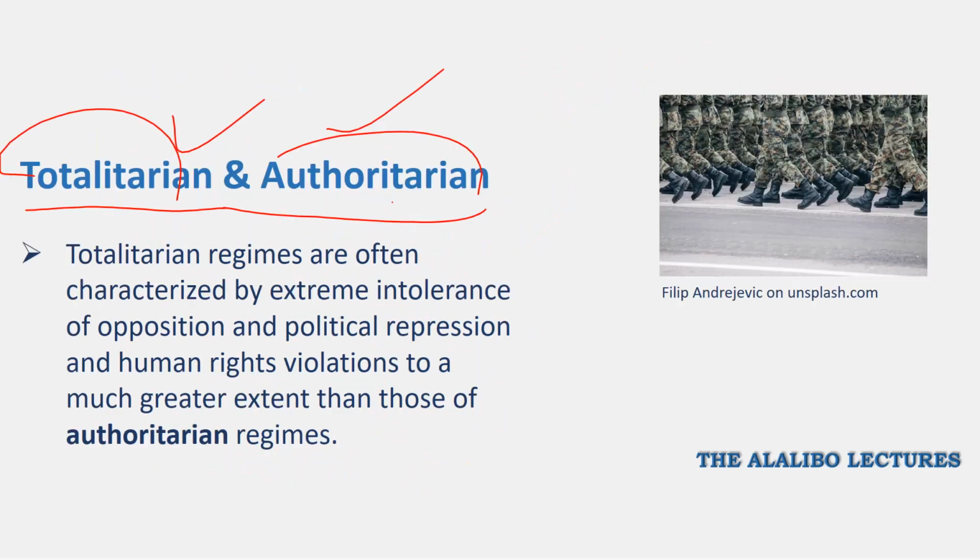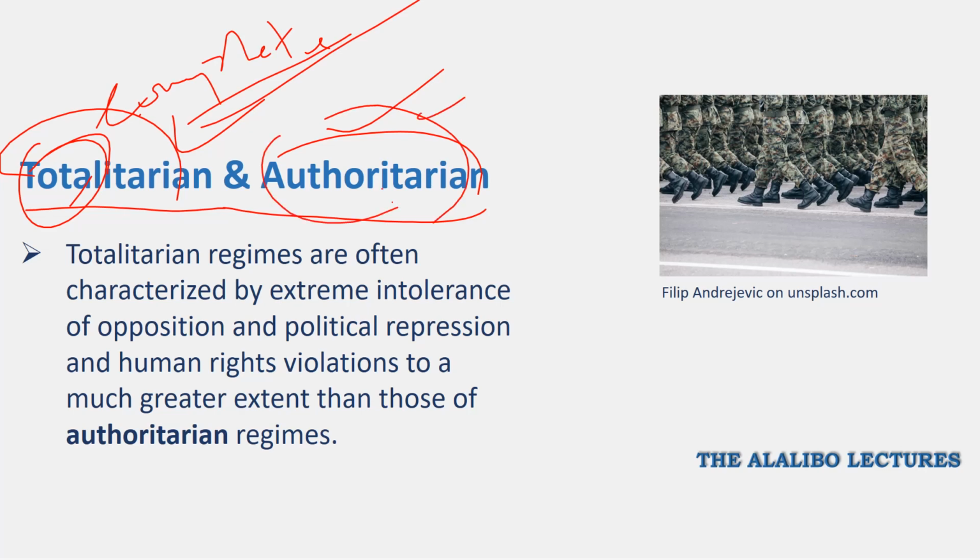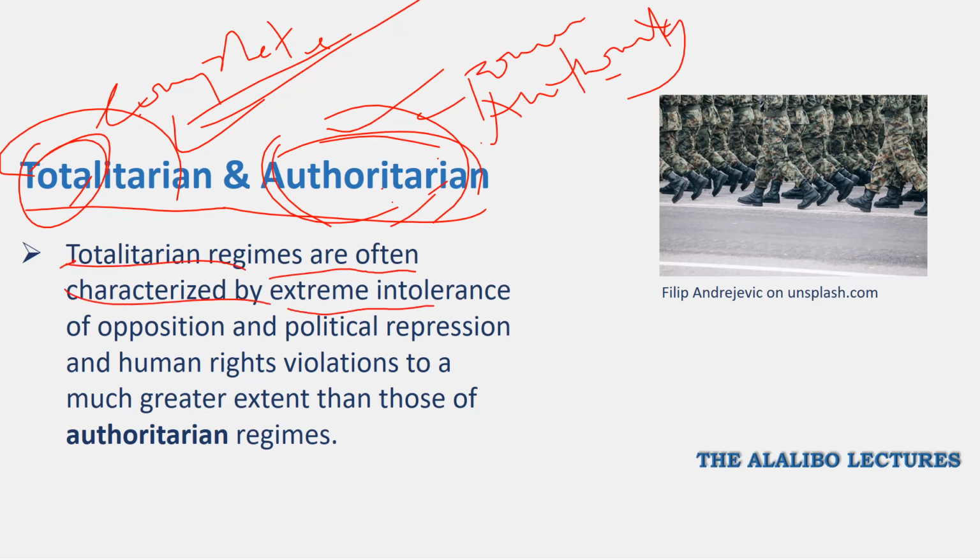Now, as the name suggests, this is total, right? Complete, meaning in power, right? Complete power, and authoritarian, meaning they have power as well, and authority. They have authority over the people, right? So these words are very, very suggestive. Totalitarian regimes are often characterized by extreme intolerance of opposition and political repression and human rights violations to a much greater extent than those of authoritarian regimes.